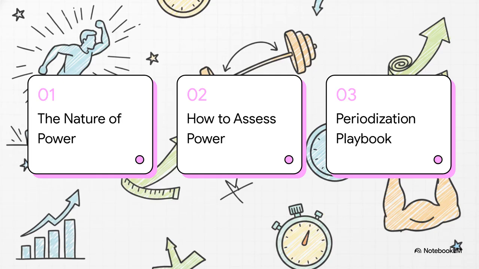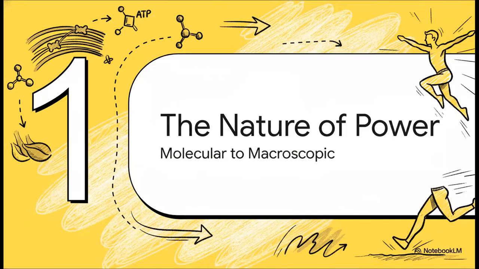To make sense of all this textbook science, we're going to follow a clear roadmap. First up, the nature of power. Then, how to assess power. And finally, the periodization playbook. Starting with Section 1, the nature of power.